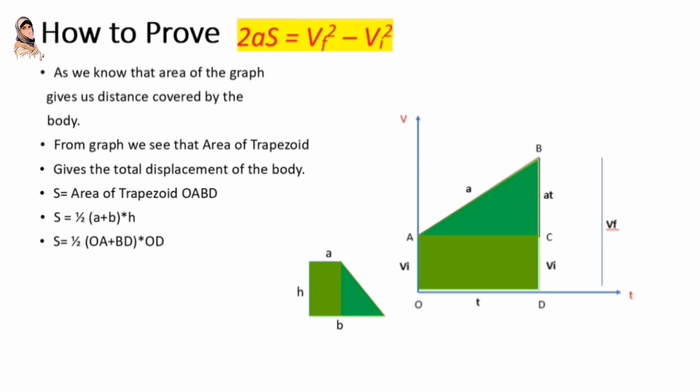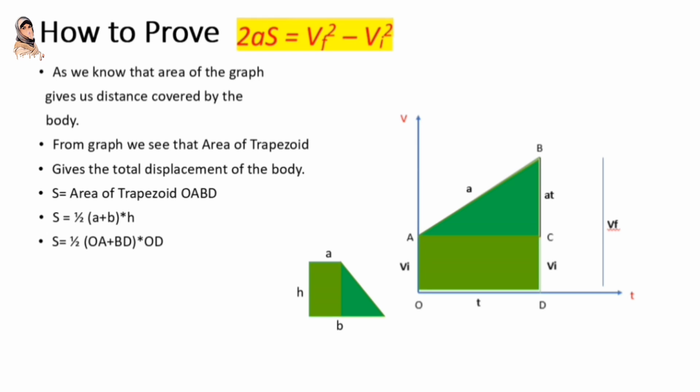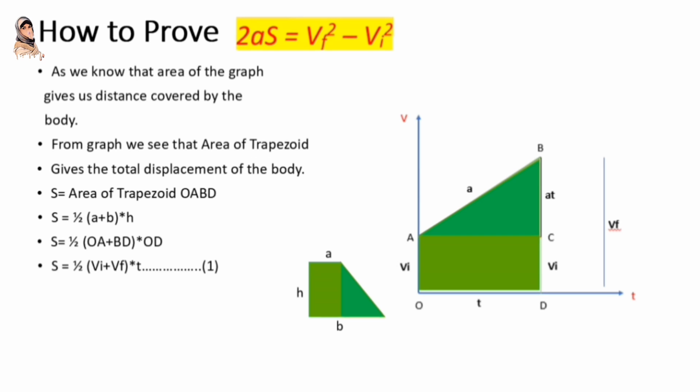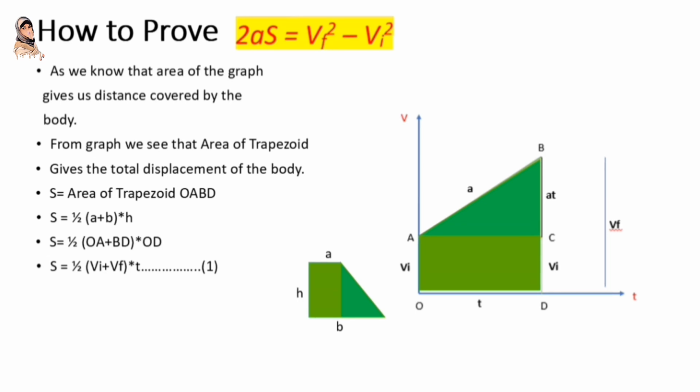Also, you can see that OA is equal to Vi, BD is equal to Vf, and OD is equal to t. So by putting these values, we get the equation S equals half (Vi plus Vf) multiplied by t. As we know, in the third equation of motion there is no time element. So to remove the time from this equation, we use the first equation of motion.